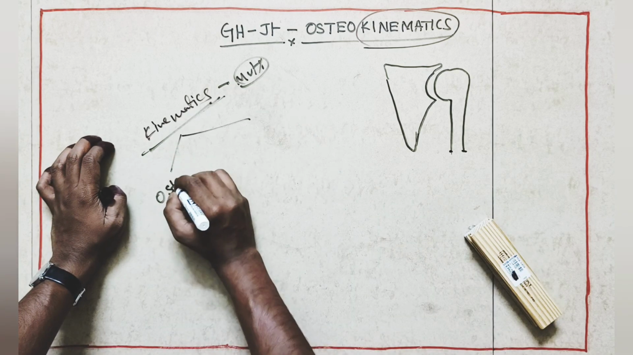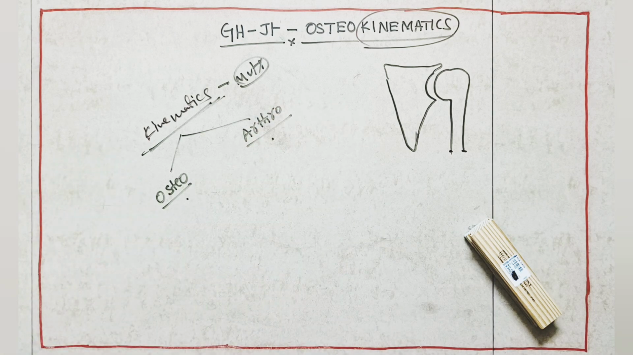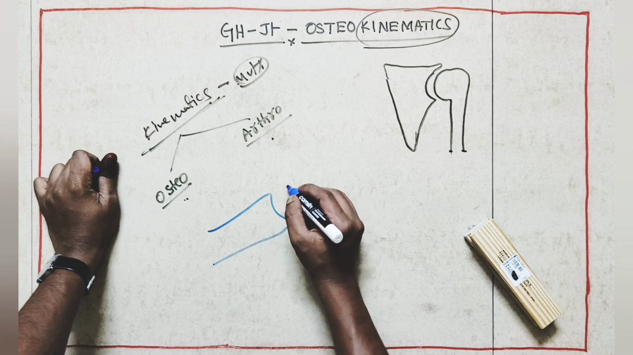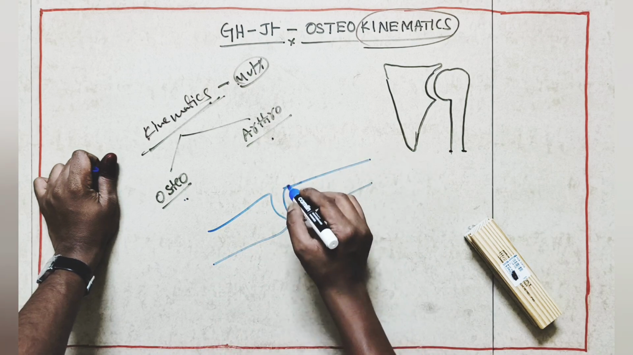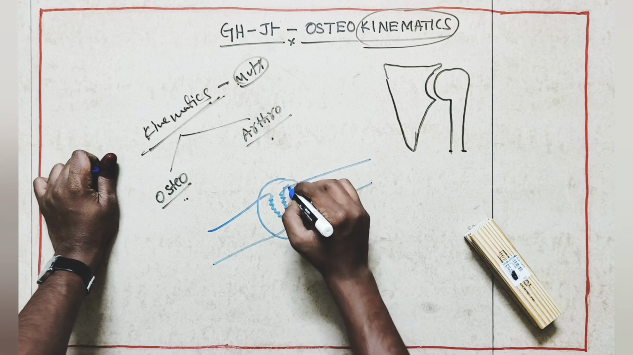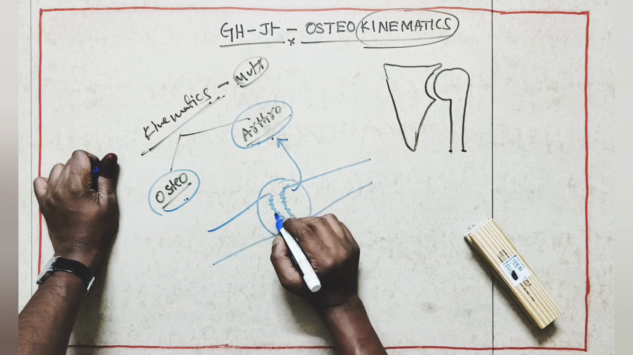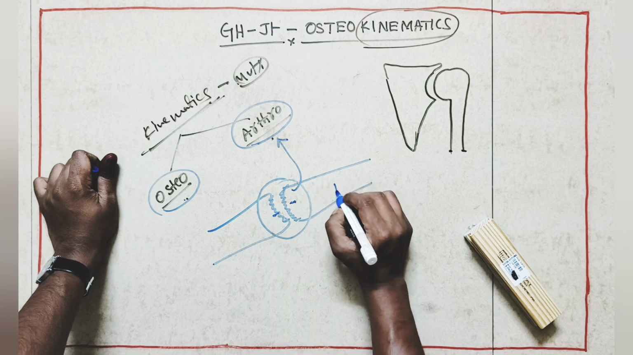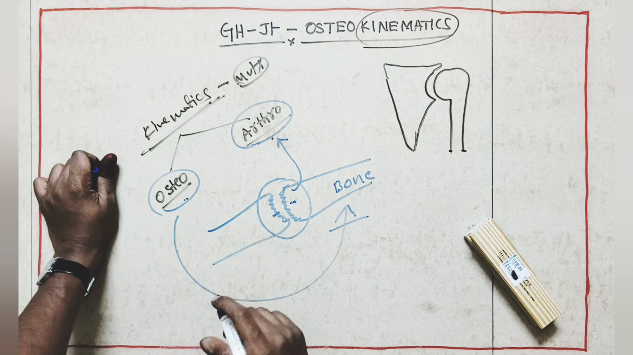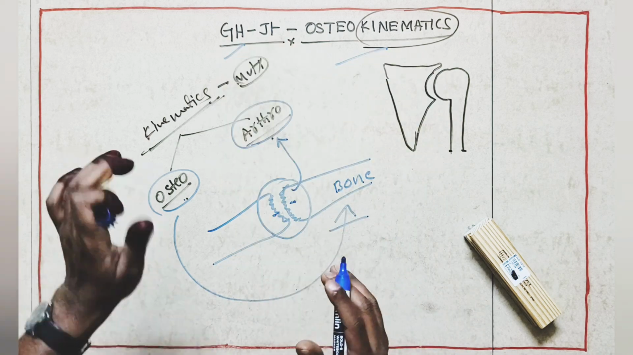First one, osteokinematics. Second one, arthrokinematics. What is osteokinematics and arthrokinematics? Suppose we take two bones, the movements which are happening between the articular surfaces are called arthrokinematics. Osteokinematics, the movement other than arthrokinematics, which is happening in the bone, is called the osteokinematic movement. Clear? Now we will see what the osteokinematic movements for the glenohumeral joint are.